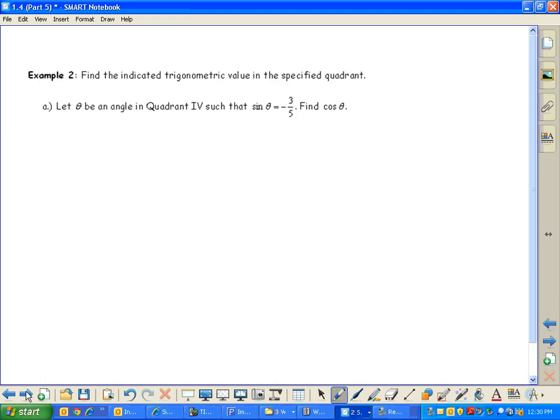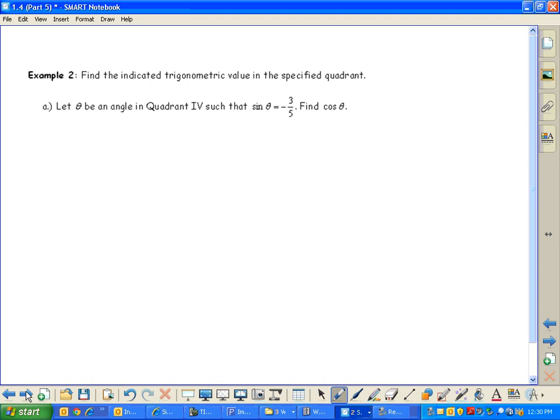All right, so in example 2, it says find the indicated trigonometric value in the specified quadrant. So it says let theta be an angle in quadrant 4 such that our sine is -3/5, and we're asked to find cosine. Now, keep in mind that Clay was just doing some makeup work, and he said, can't you just use your y over r, x over r, y over x business to figure all this out? In fact, he is correct. You could, but today's topic is using identities to solve this.